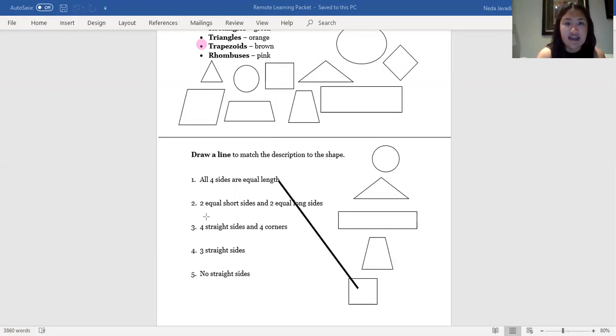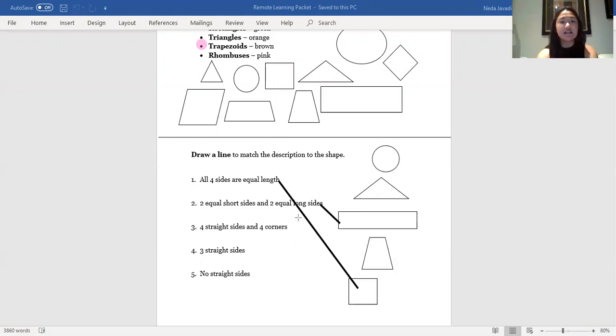Nice. Let's go over these together. Number 2 says 2 equal short sides and 2 equal long sides. So let's look at the first shape in our list. Circle. That doesn't have any sides at all, so we can rule that one out. Next shape has 1, 2, 3 sides. That's not 2 equal short and 2 equal long sides. Not going to pick that one. The next one, the rectangle. I see 2 equal short sides and 2 equal long sides. That looks good to me. I'm going to draw a line.